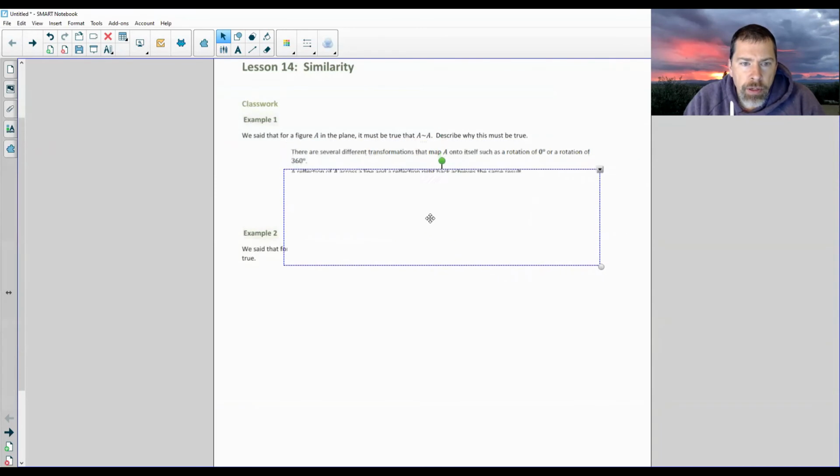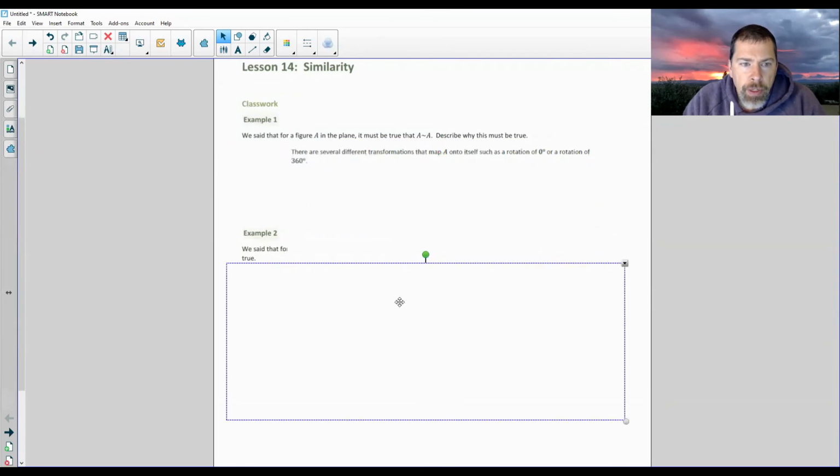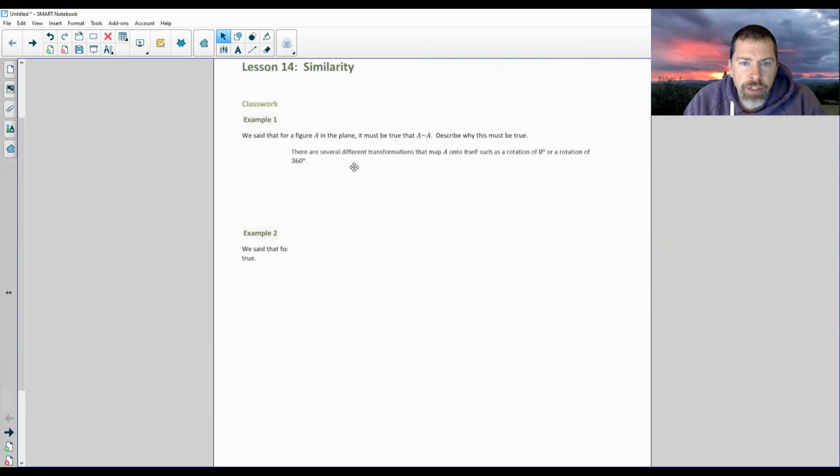So, there are several different transformations that map A onto itself, such as a rotation of 0 degrees or a rotation of 360 degrees. Okay, so that would map its figure onto itself. That's what they mean by A being similar to itself.